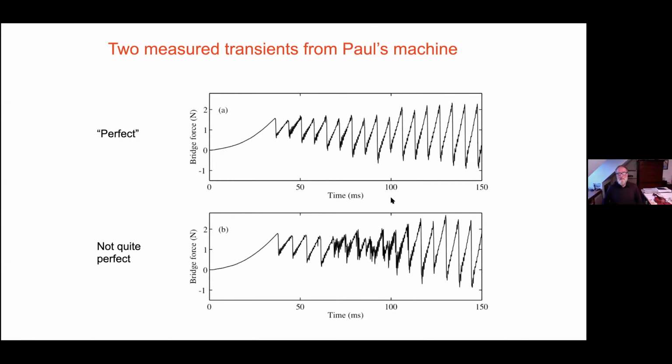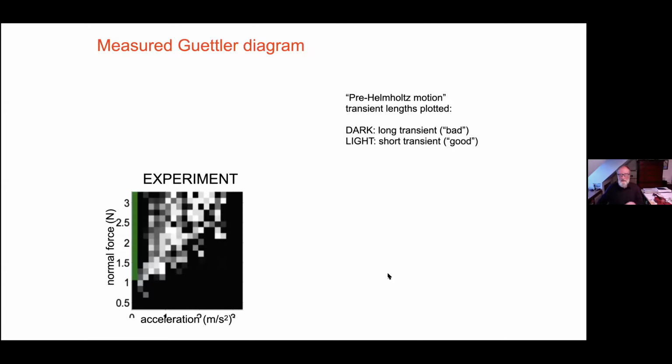So here are two transients from Paul's machine. Here is his machine doing a perfect start. Here's actually the one I showed earlier when we were talking about the clonk noises and the room acoustics. This is a not quite perfect one, but it's not bad. And here is an experimental version of Göttler's diagram. This is acceleration and normal force. Each one of these is an actual played transient.